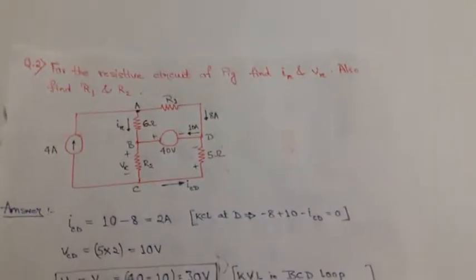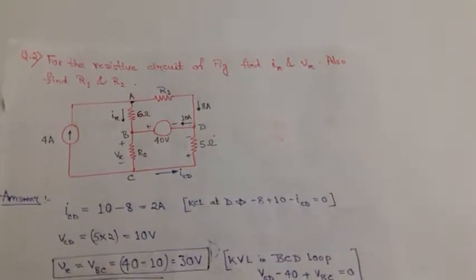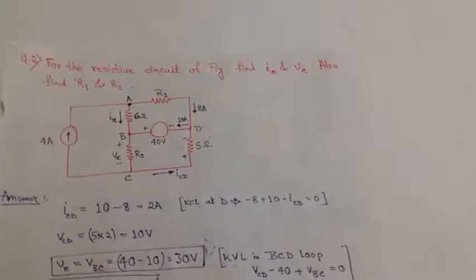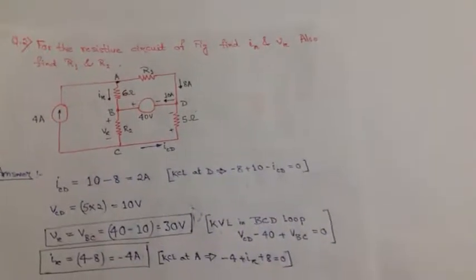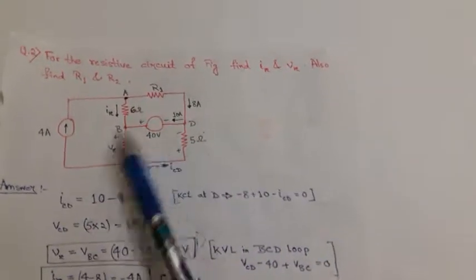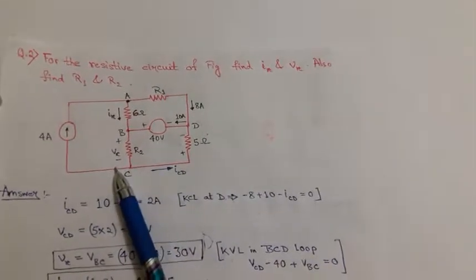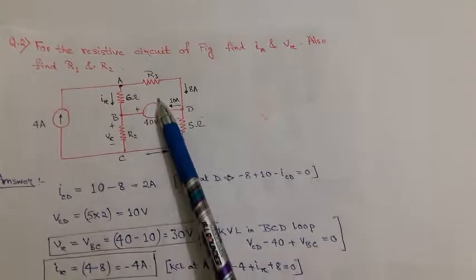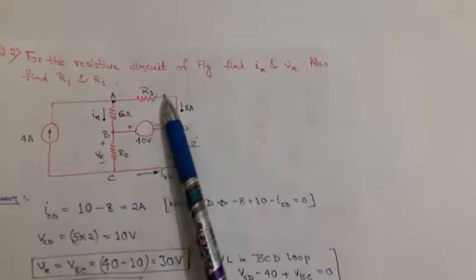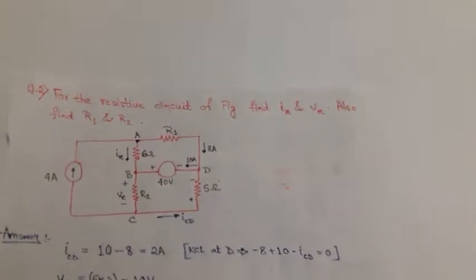What is to be found out here? For the resistive circuit of the figure, find Ix and Vx. Also find R1 and R2. So where is Ix? There it is, Ix, and this is Vx, and we need to find R1 and R2. R1 is here, and R2 is here.